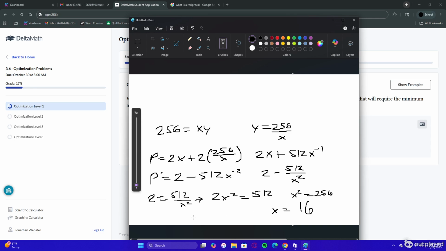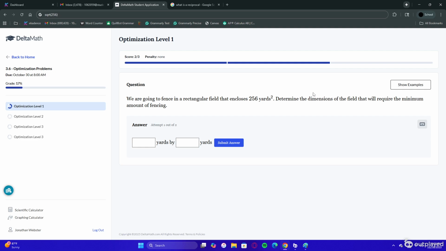Now on a number line, if you wanted to plot it, 16 would be right here, and numbers before 16 would be negative. Numbers plugged in after 16 would be positive, resulting in a minimum. So now that we have x equals 16, we can plug it back in here to solve for our y. So y equals 256 over x, and our x is 16, so y would equal 16. So the minimum dimensions that encloses 256 yards would be 16 by 16 yards.